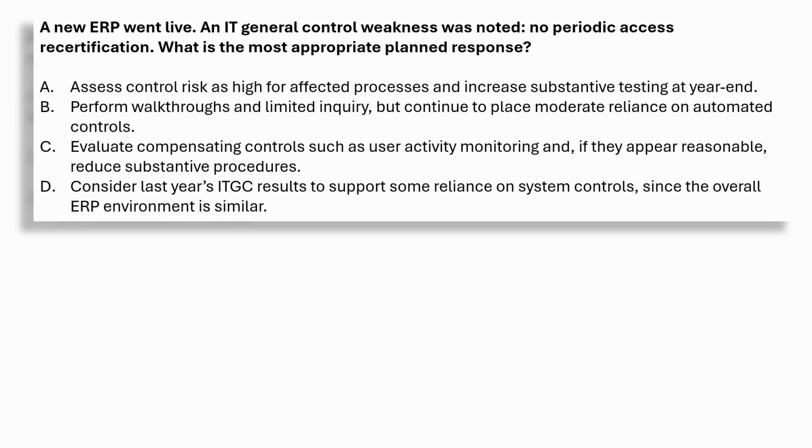Option D. Consider last year's ITGC results to support some reliance on system controls, since the overall ERP environment is similar. No way. A new ERP went live. Last year's system results are ancient history. That's like saying, my old car passed inspection, so this brand new one must be fine too. Correct answer, option A.